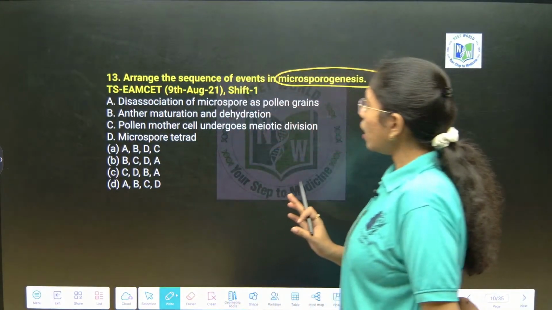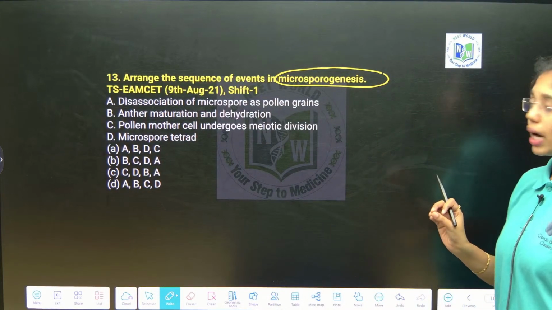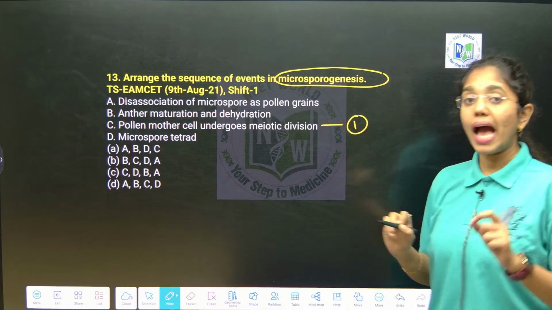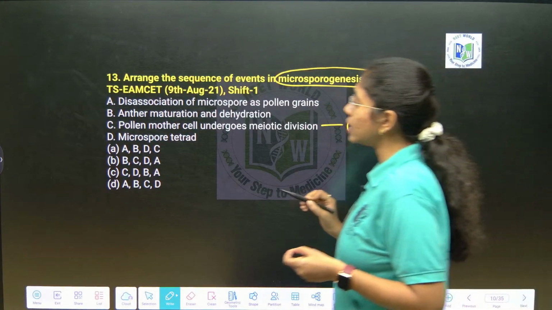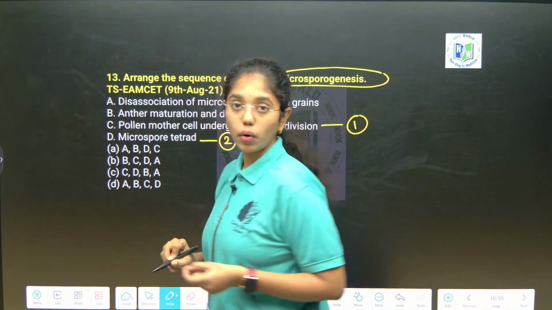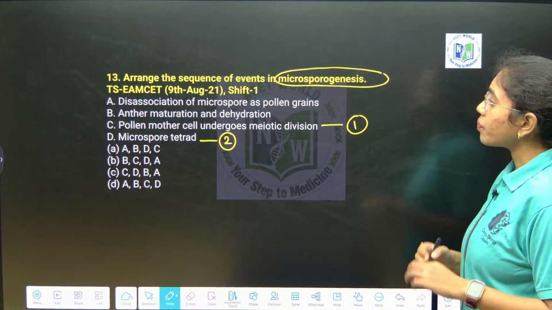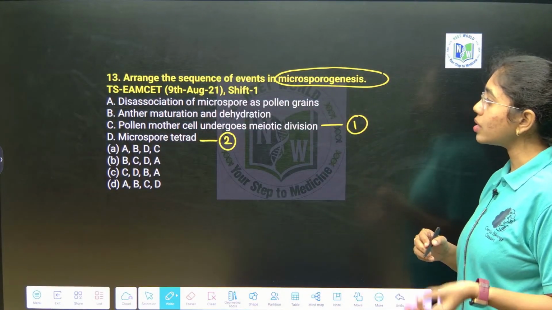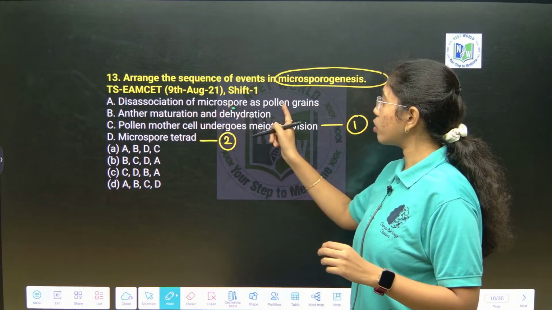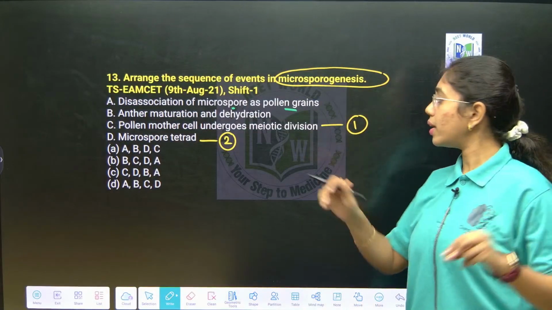So see here, first will be what? Pollen mother cell or spore mother cell will undergo the meiotic division. Of course, first meiotic division will happen. After meiotic division, the second thing is what? Microspore tetrad is formed. Post this, dissociation of microspores as pollen grains. This dissociation of microspores, or maturation of microspore to pollen grain, is one and the same.